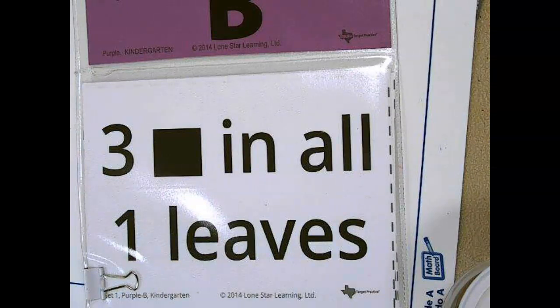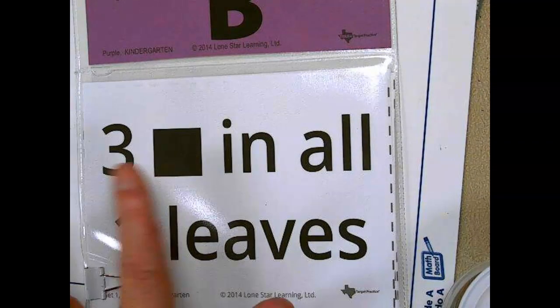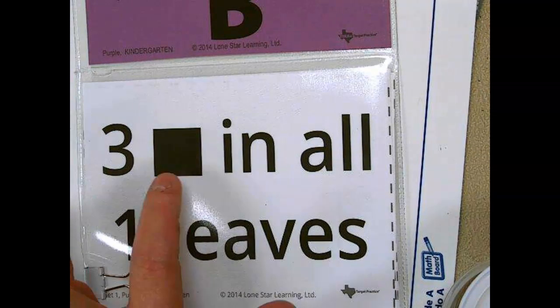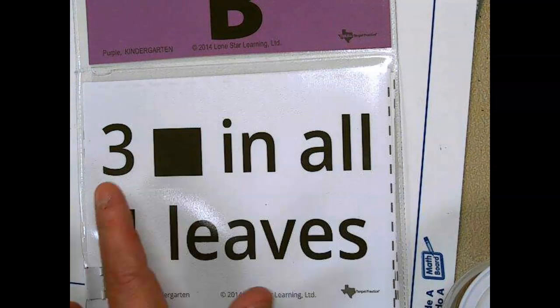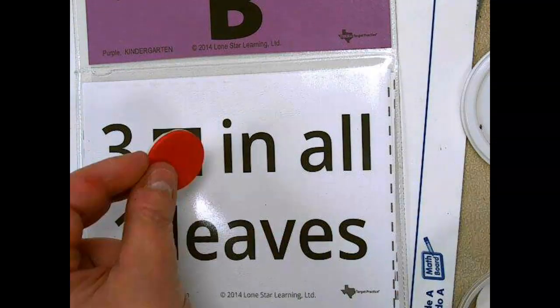So we're going to do our target board. And one of the things we have on our target board is this problem. It says we have 3 somethings in all, 3 in all, and 1 leaves. Now in this case, what I have is these counters.